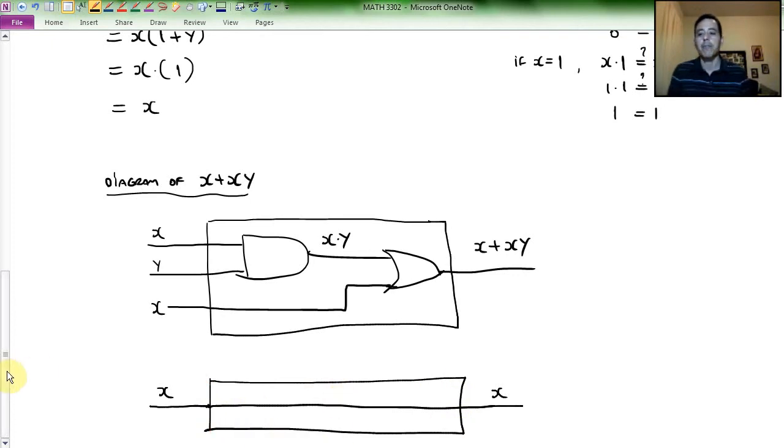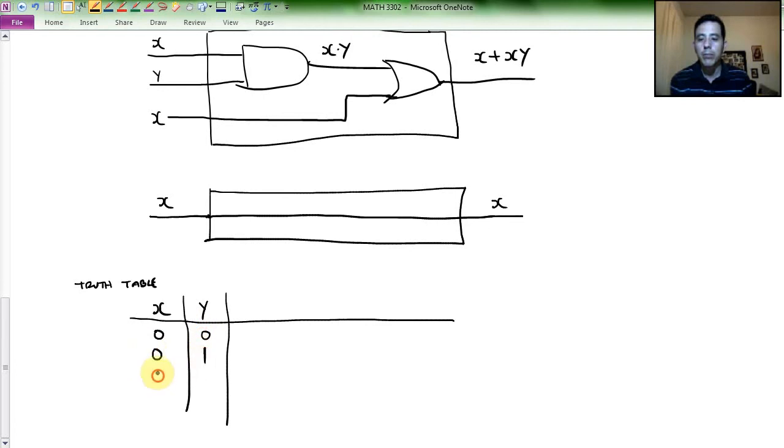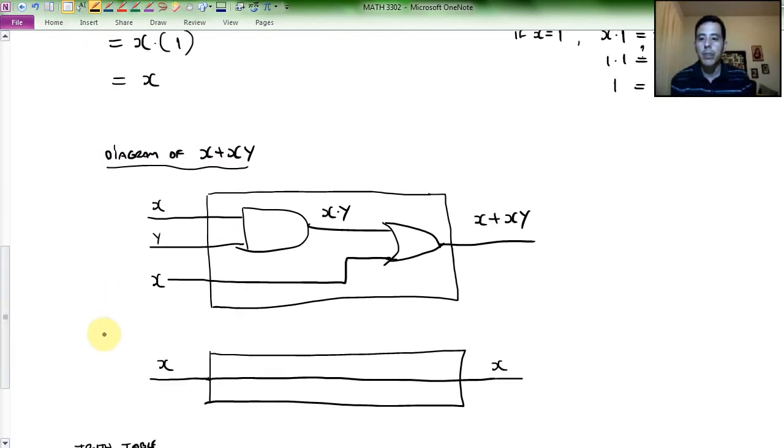No gates whatsoever. Okay, so these two diagrams are the same, and we can test that, right? So if we make a little truth table here, here is x, here's y, so it's 0, 0, 0, 1, 1, 0, 1, 1. Let's see what x is, and let's see what x plus xy is. Okay, so that's the expression diagram of x plus xy, and here's the diagram of x.